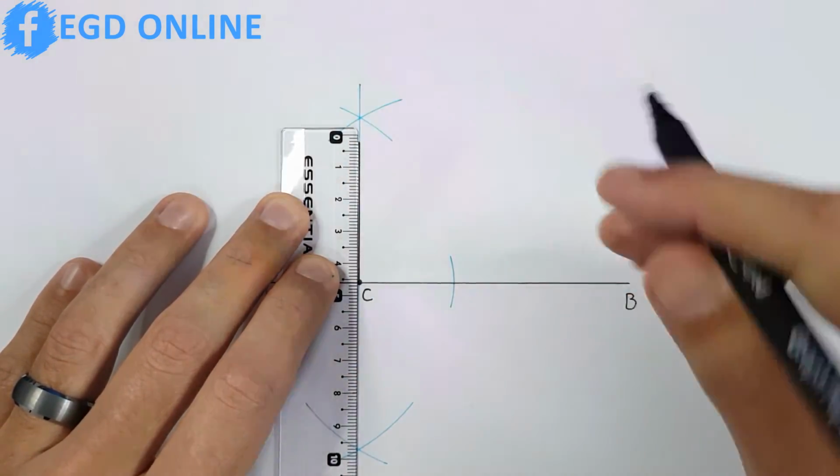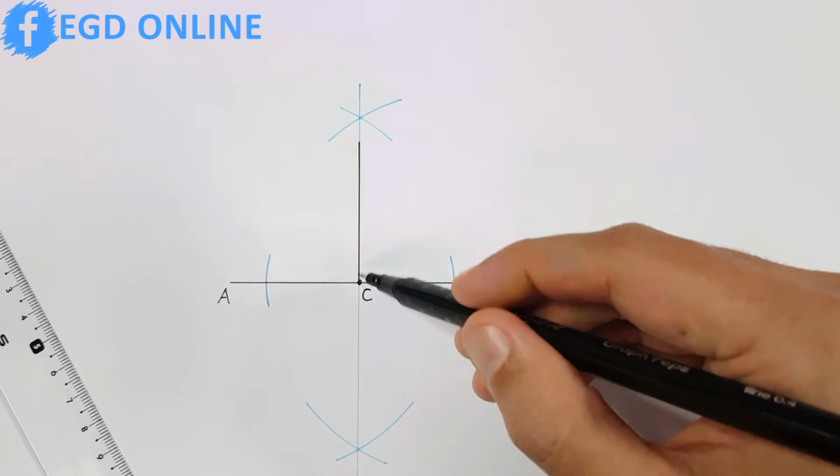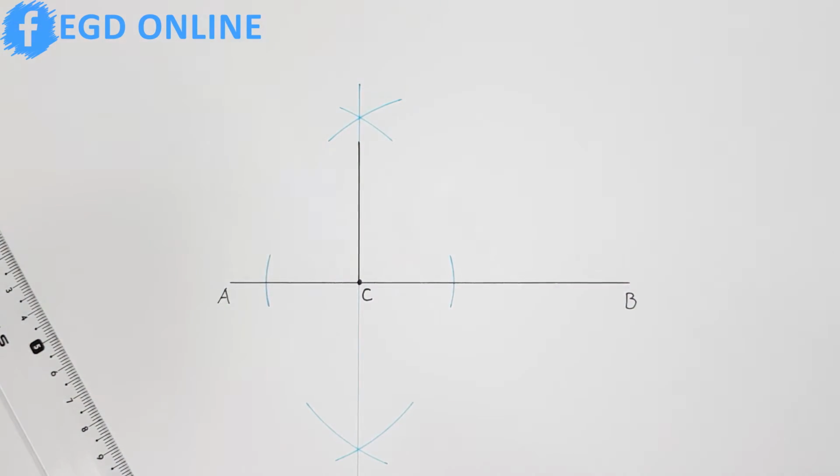As for additional information, remember that a perpendicular line is a line that creates a 90-degree angle on the given line.